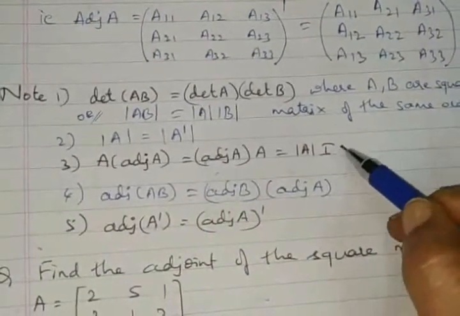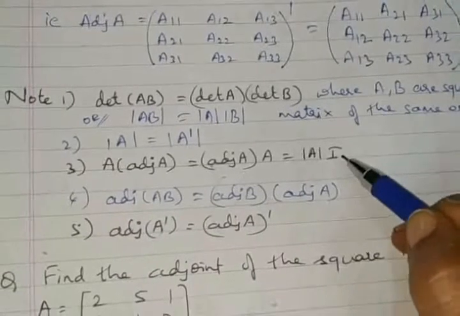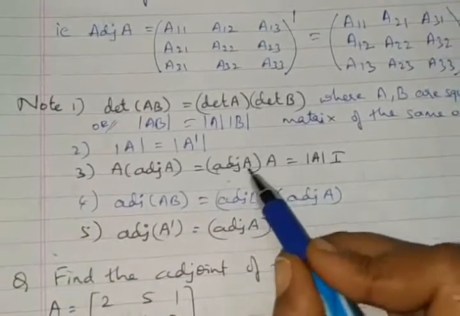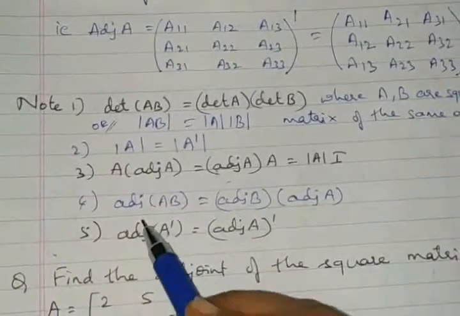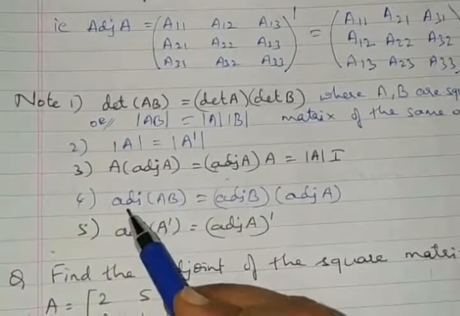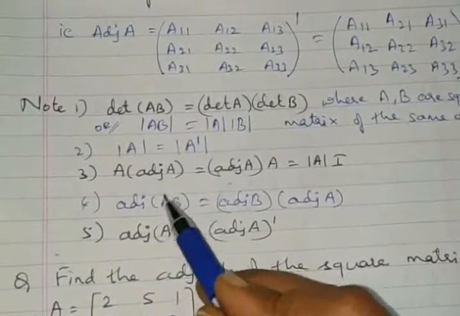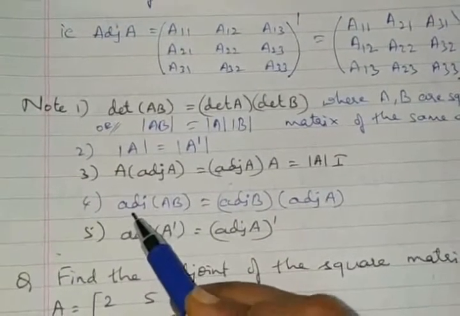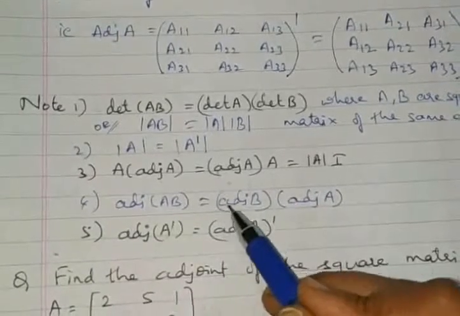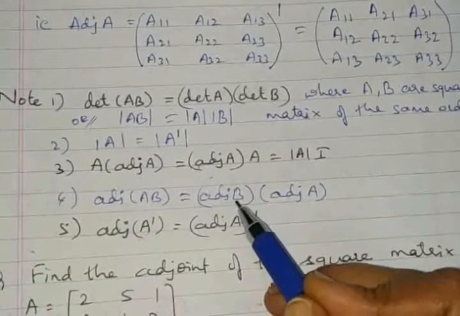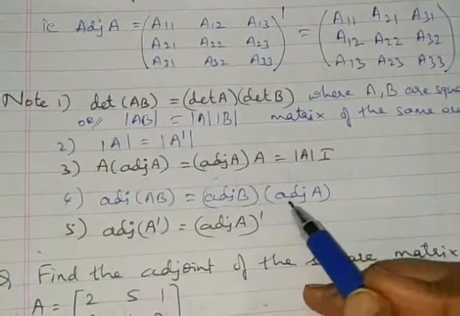So shortly we'll go for numerical sums based on this. So remember, don't try to disprove this property under any circumstances, it always proves true. So one more property to be remembered regarding adjoint. Adjoint of A into B, if I go for the adjoint of the product, that is always equal to, be careful, adjoint of B, not A. Adjoint of B into adjoint of A.